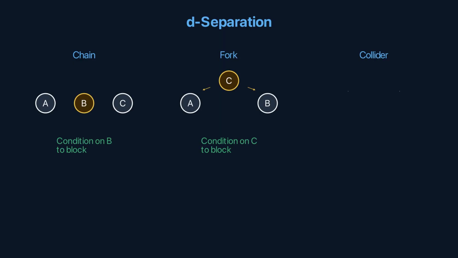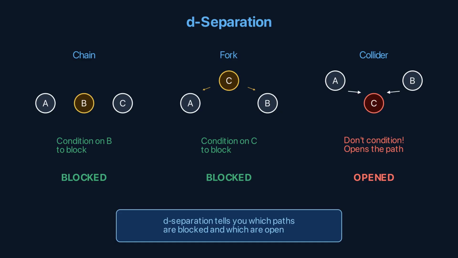Three rules. Chains: condition on the middle to block. Forks: condition on the common cause to block. Colliders: don't condition. Conditioning opens the path.